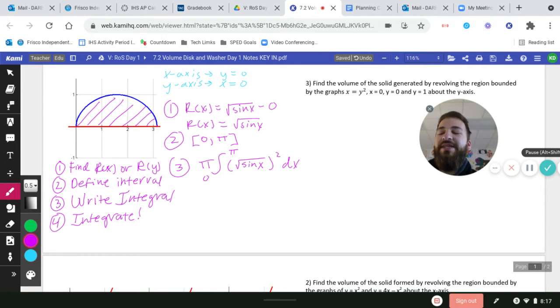Okay, and just like last class, y'all, you could simplify this one pretty easily. Yes, square root of sine x squared, that would just be sine of x. Integral of sine of x is negative cosine of x, and then I can plug in from there. So that's a pretty relatively easy integral to do by hand.